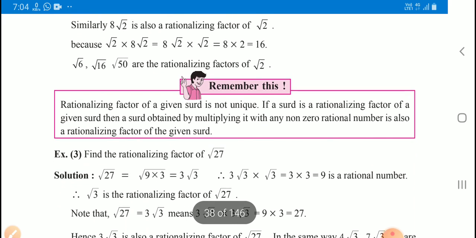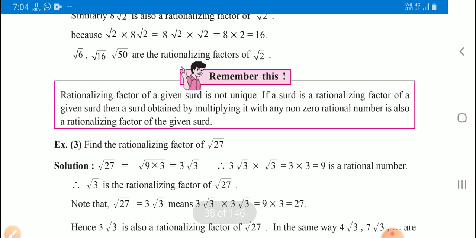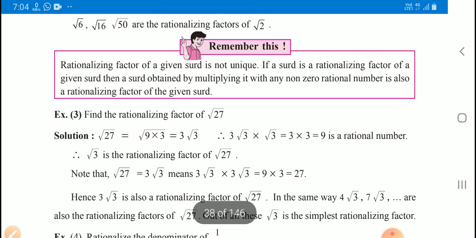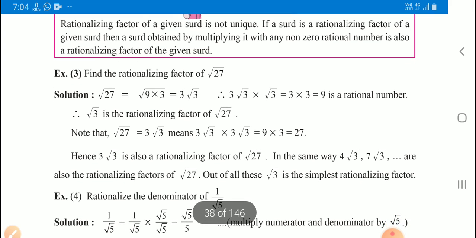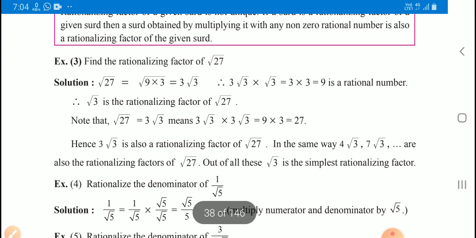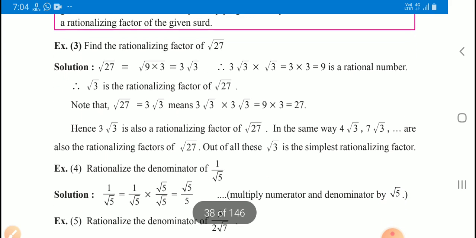Now remember this, the rationalizing factor of a given surd is not unique. If a surd is a rationalizing factor of a given surd, then a surd obtained by multiplying it with any non-zero rational number is also a rationalizing factor of the given surd. For that they have given examples that we will see, and so we will understand better.